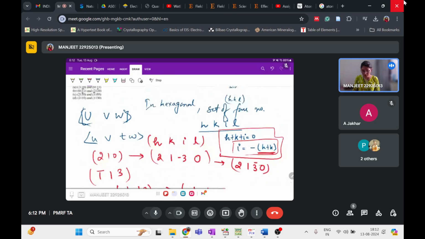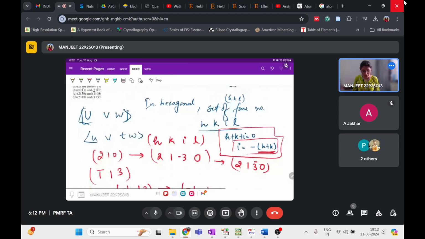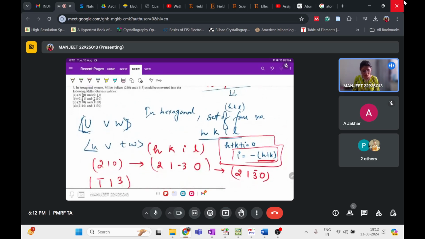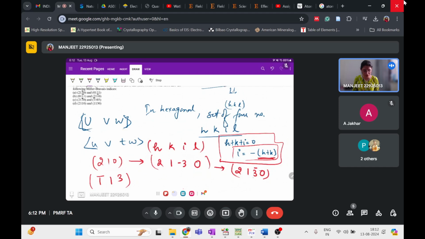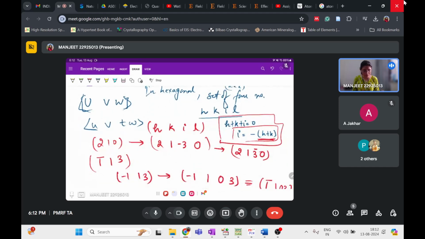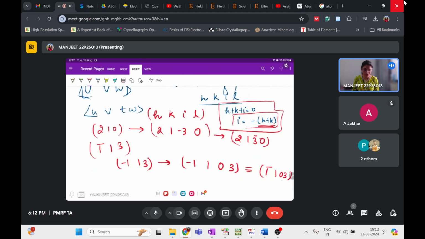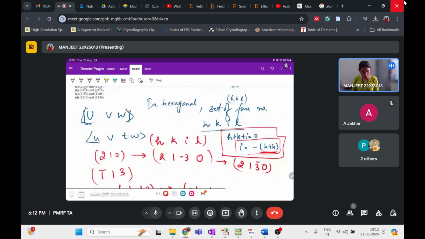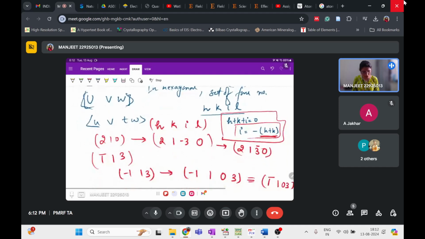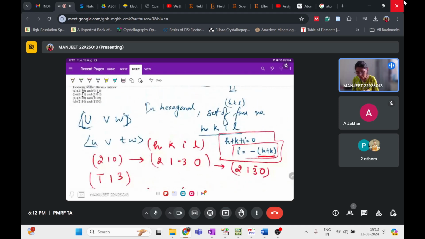So for the plane 2, 1, 0, the Miller-Bravais indices will be 2, 1, minus 3, 0, and for minus 1, 1, 3, it will be minus 1, 1, 0, and 3. So if I see the options, I get C as the right answer.